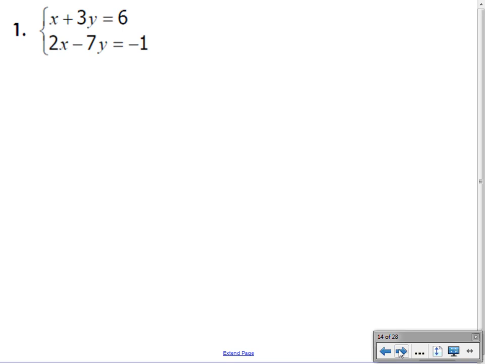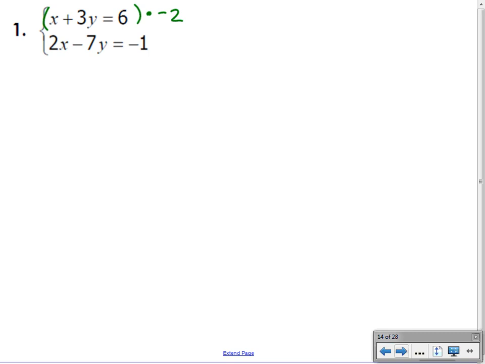And looking at this, it's going to be much, much easier to get a common coefficient of x than it would be for the y's. I personally prefer to always add my equations if possible. So if I want to add my equations to cancel x, I'm going to have to have opposite signs. So I'm going to multiply by a negative 2.